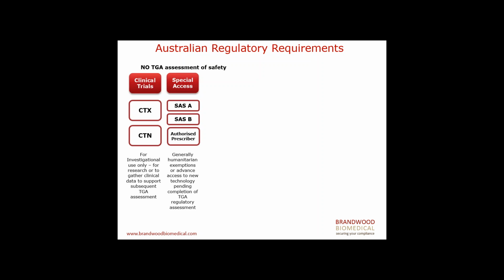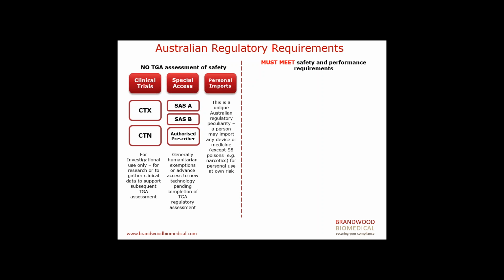And as mentioned before, they're generally humanitarian exemptions. In terms of the SAS A, it's advanced access to a new technology. And SAS B is when approval is given to a device and then it could be used for the patient. And authorised prescriber, it's only for patients in immediate care of that medical practitioner.